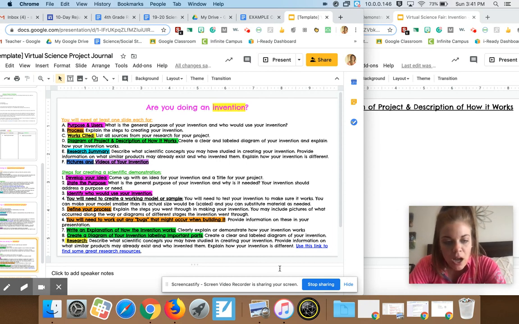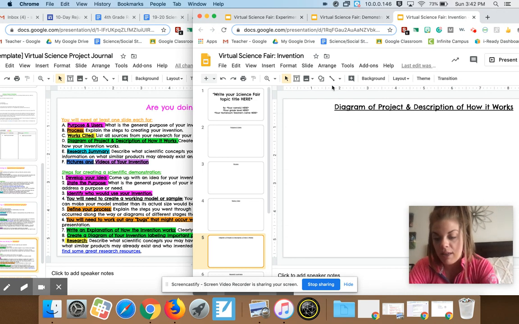Okay. So again, this just gives you some more detail of what you need to do with your diagram. It says create a clear and labeled diagram of your invention. And like I said, you can either do that on paper and upload it here, or you can use those tools that you've been using in math.